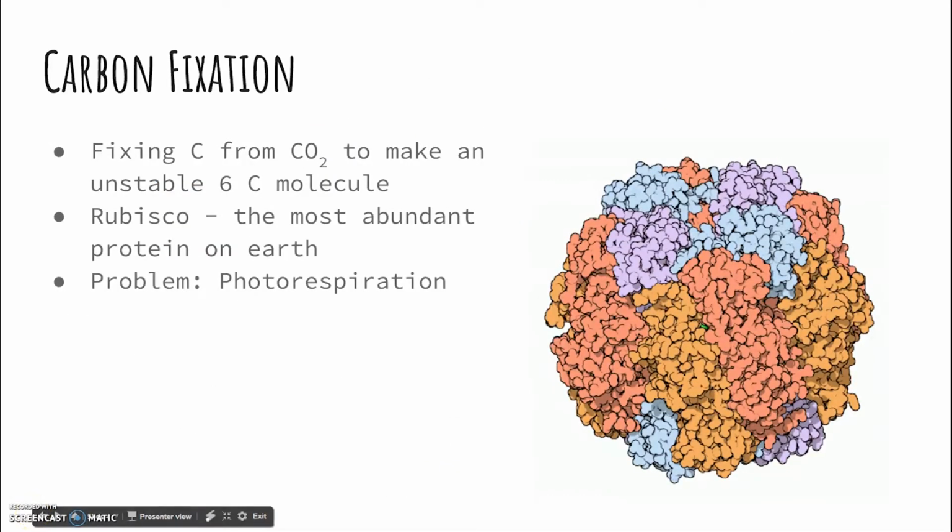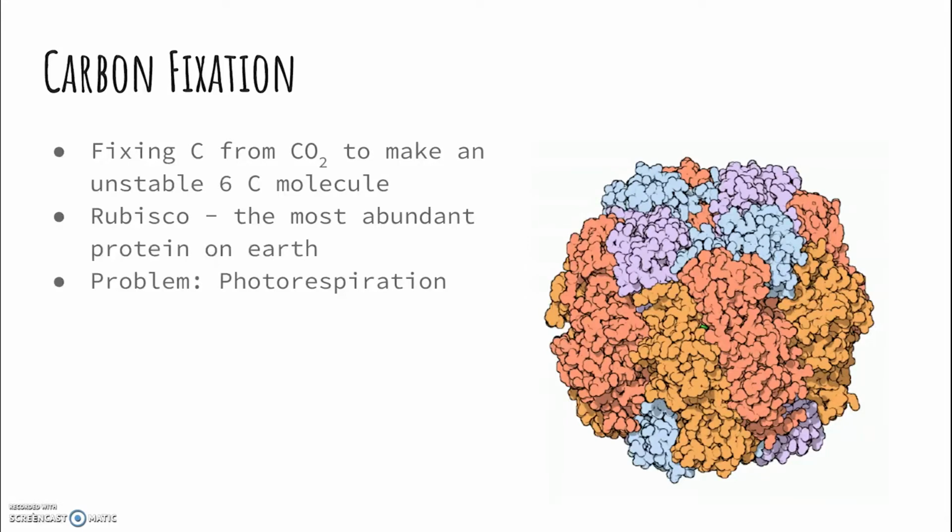The first step in the Calvin cycle is carbon fixation, which is fixing the carbon from carbon dioxide from the atmosphere into a very unstable 6 carbon molecule with the enzyme called Rubisco, which is the most abundant protein on Earth because it's a very crucial enzyme that fixes carbon from the atmosphere and then produces glucose, which is the source of energy for all organisms on Earth.